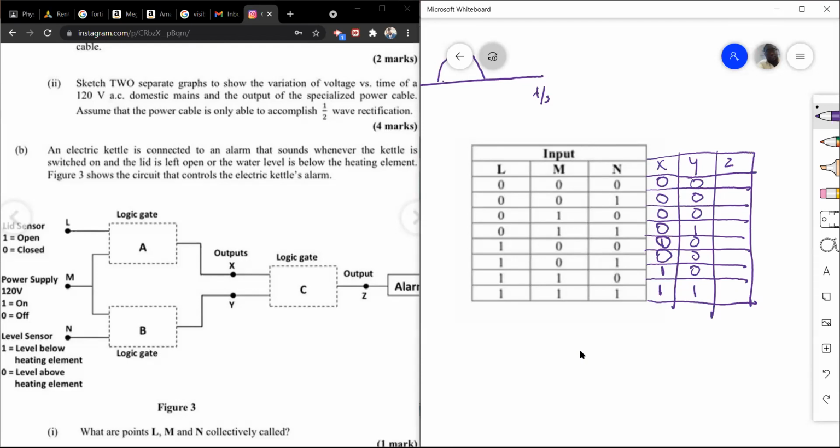And for Z now, we're looking at X and Y. And remember that C is an OR gate. So once we have a 1, we're going to get an output state of 1. So that's 0, 0, 0, 1, 0, 0, 1, 1.